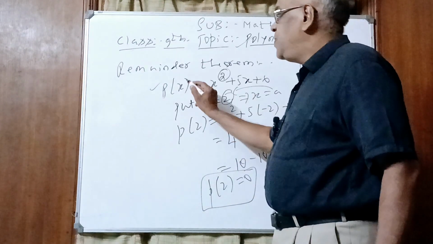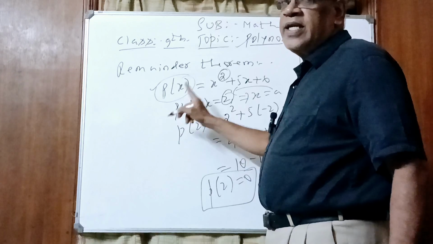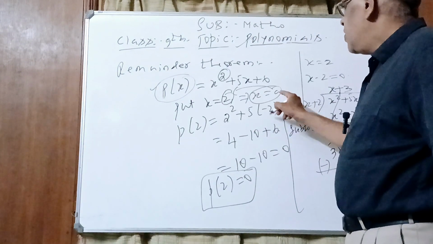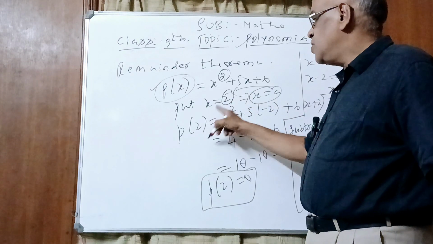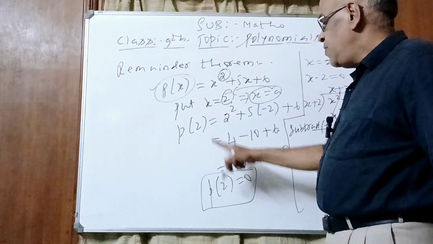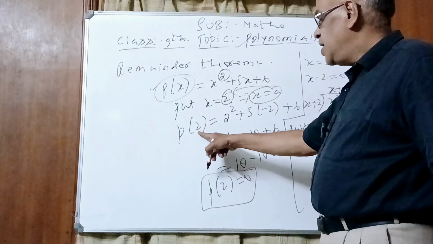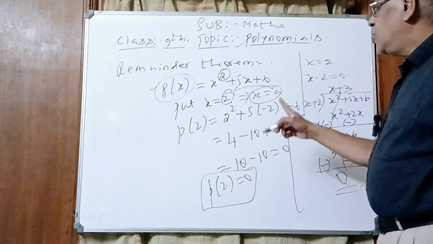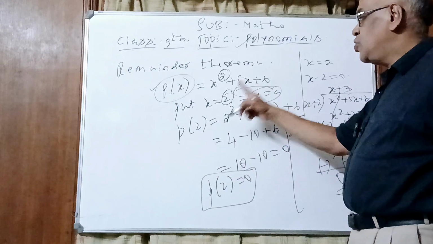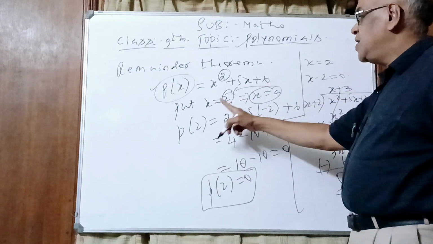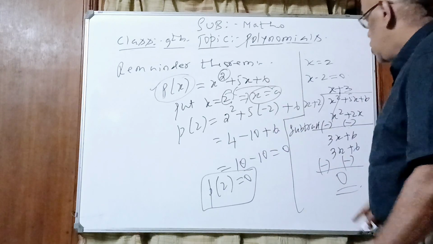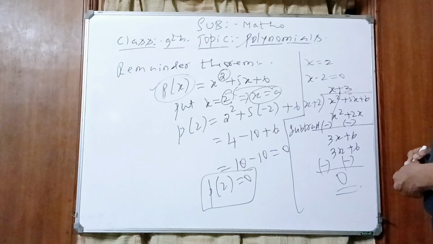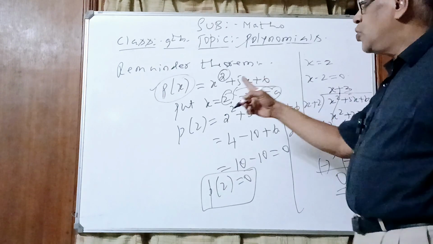Let p of x be any polynomial of degree greater than or equal to 1. Degree 2. Let x is equal to a be any real number. I have taken a as 2. So in place of x, put 2. What is the remainder? The remainder is p of 2. Wherever x is there, put 2. 0. So let x is equal to a be any real number, that is 2 here. When p of x is divided by x minus 2, you can take minus 2 to that side, then the remainder will be p of 2. Here x is equal to 2, children.